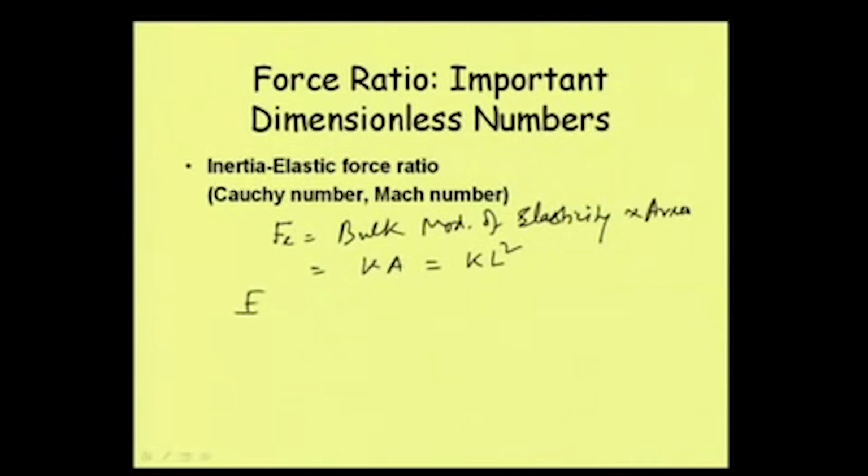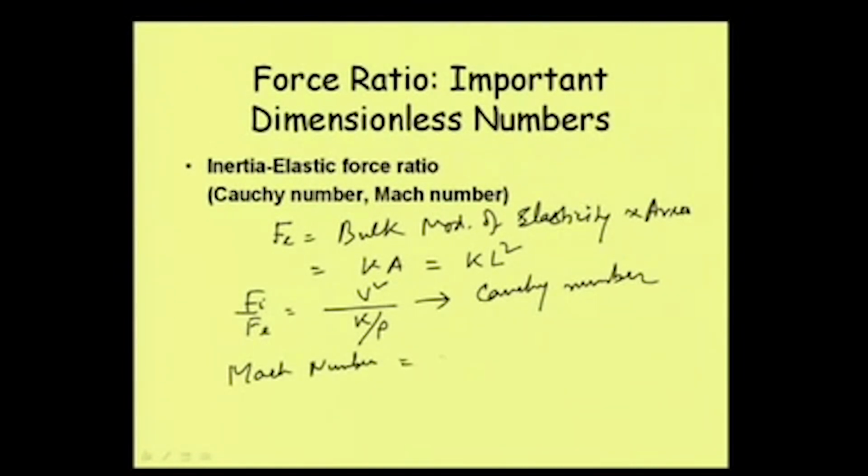So, this ratio Fi by Fe, if we write, we will get it in the form of V square by K by rho. I am not writing the details of this, just a few more steps will be required, and this number is called the Cauchy number. If we take the square root of this number, it is called the Mach number. So, the Mach number is equal to V by root over K by rho.